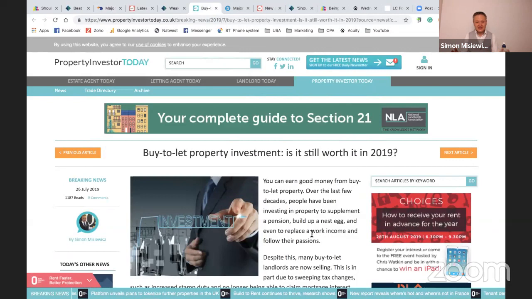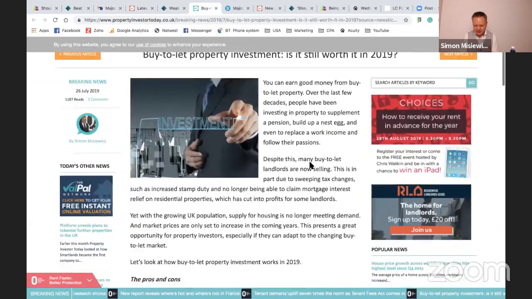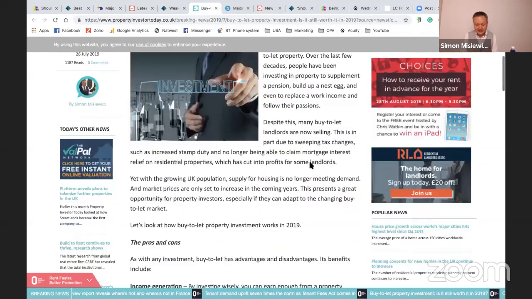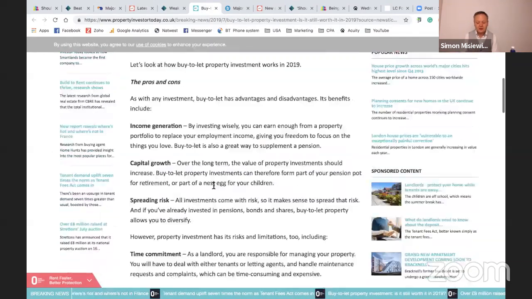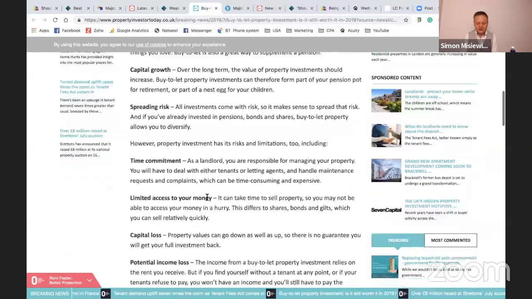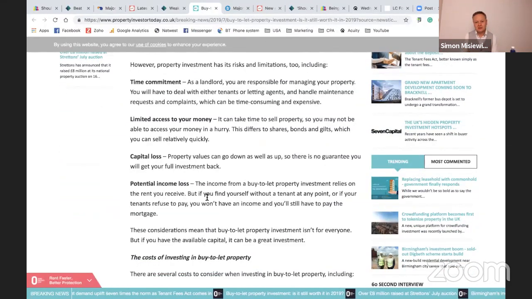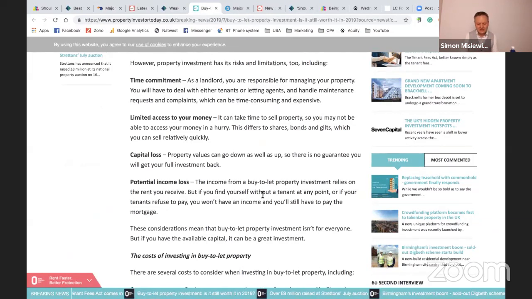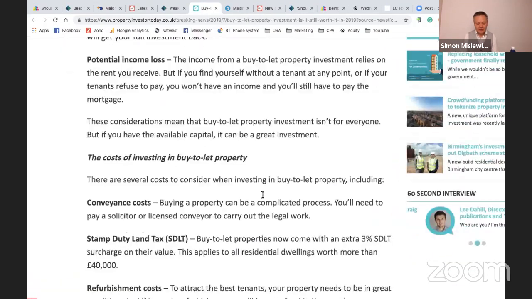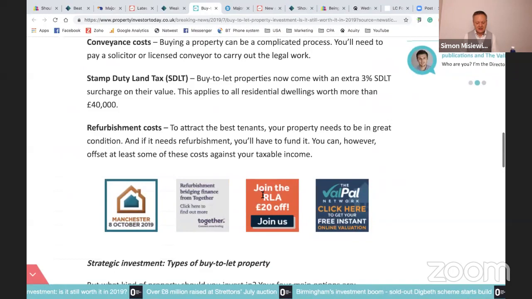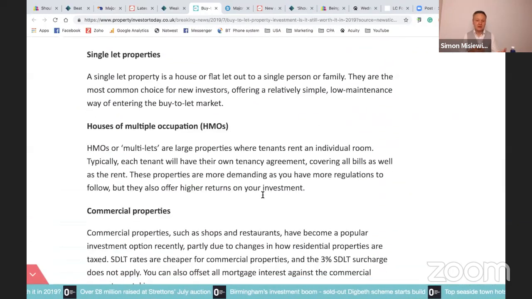I'm pretty pleased to say that we've got Property Investor today, and the article is "Buy-to-let property investment, is it still worth it in 2019?" It was nice to read this article, mainly because we wrote it, so it was quite nice to go, hey, hold on a minute, I'm sure this sounds familiar. In this article, I talk about the pros and cons: income generation, capital growth, spreading risk, time commitments, all the things you would expect to think about at a high level when investing in property. I didn't talk about tax too much, of course, but I do talk about the cost of buying into properties, and what you must think about in terms of single let properties and HMOs.